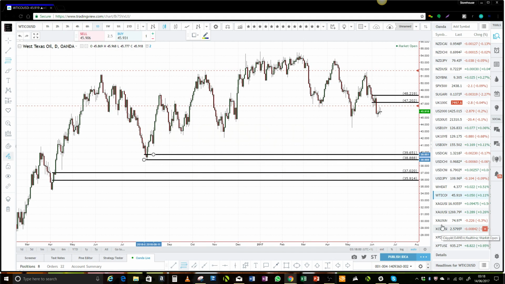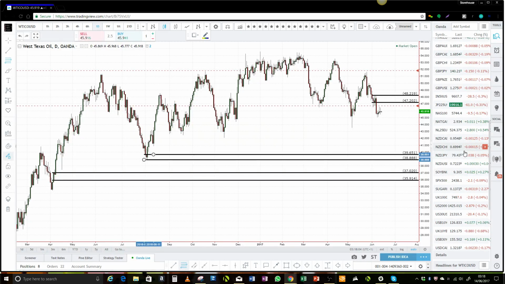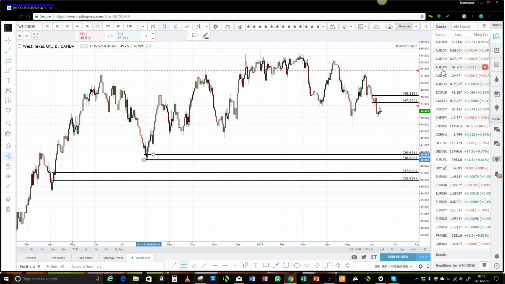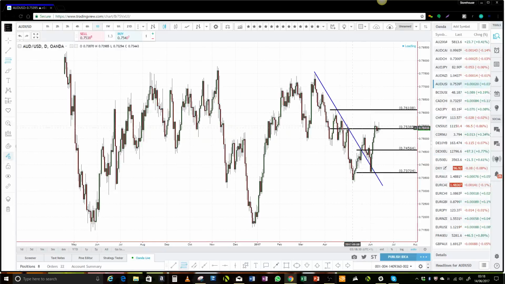Should we look at one more? Should we look at, what should we look at? Let's go for the Aussie pairs. Let's take a look at the Aussie US dollar on a daily chart.